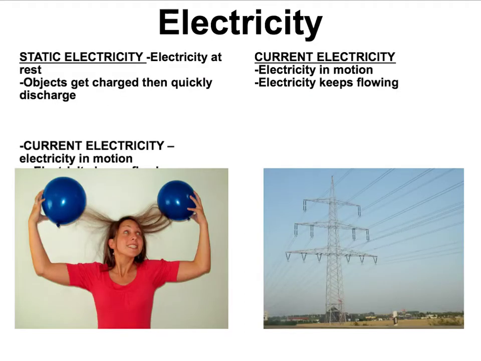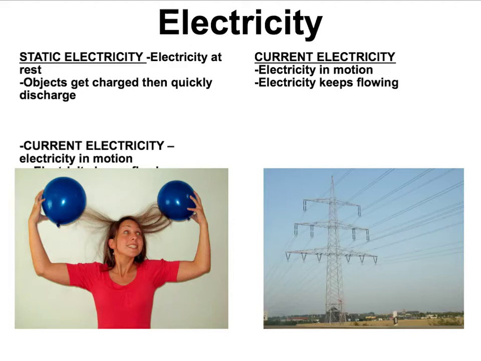During this unit, we're going to talk about 2 types of electricity: static electricity and current electricity. Now this video is going to be all about static electricity, but it's important to differentiate between the two right off the bat. So static electricity is electricity at rest, and that's exactly what that word static means. Current electricity is electricity in motion, and we're going to talk about how current electricity moves through circuits.